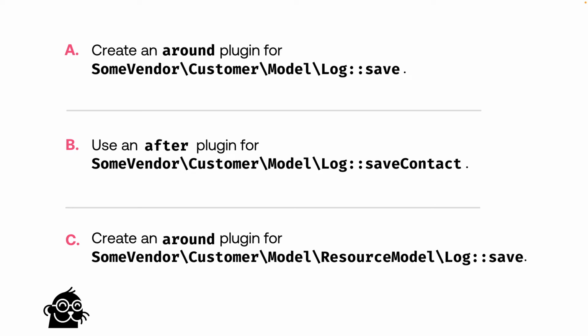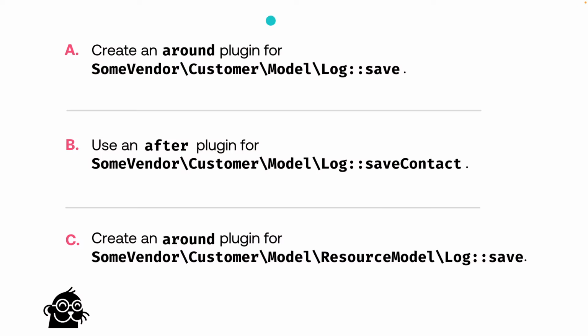Create an around plugin for customer model log save. Use an after plugin, so we see the two changes, around versus after, but this is the same. Well, actually, this is a different method here, so we have two different methods. And then finally, create an around plugin for the resource model log save. Now, how do we approach this? To be frank, at least two of these options are viable options.